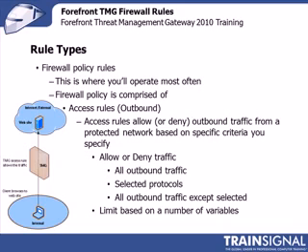Basically, access rules allow or deny outbound traffic from a protected network based on specific criteria you specify. You can allow traffic based on the fact that it's all traffic of a particular type, selected protocols, or all outbound traffic except selected. So you could say, I want to do something with all outbound traffic except just HTTP, for example. And you can limit what's allowed based on a number of variables that you're going to see throughout this course.